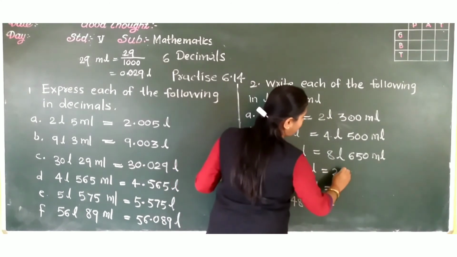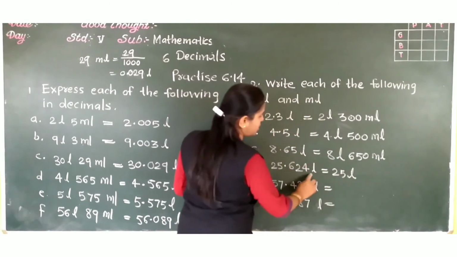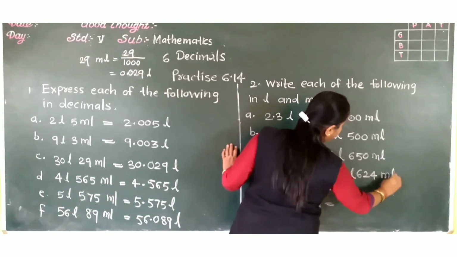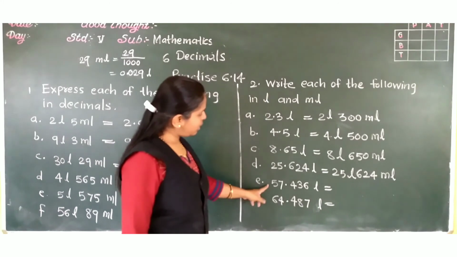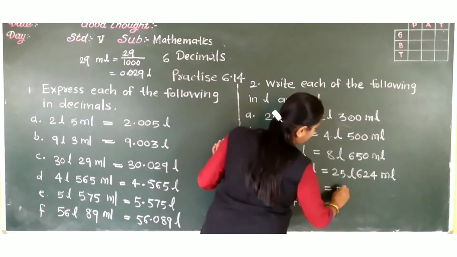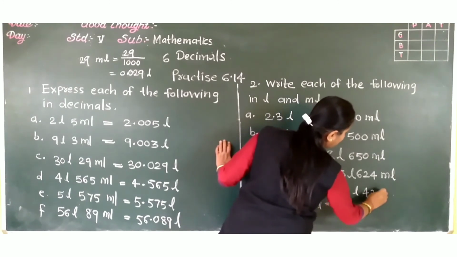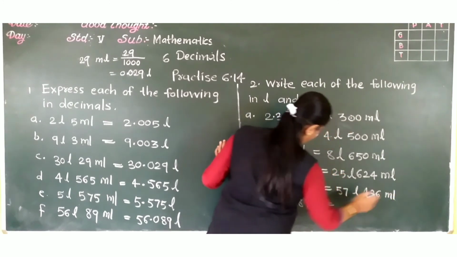Here 25 liter and 3 digits are there, so directly write 624 milliliters. Here also 57 liters and 436 milliliters.